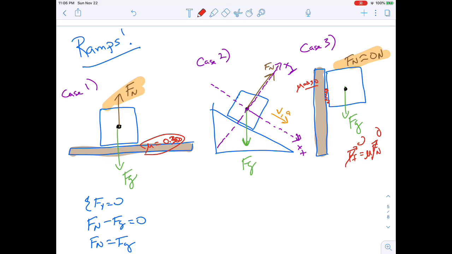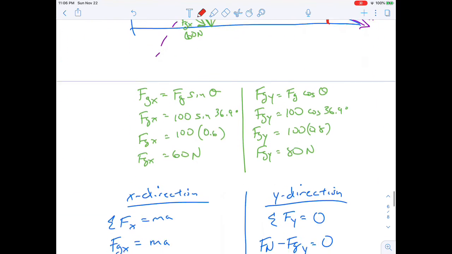But in this case, case 2, if we have a mu, well, we do have normal force, but it's not as strong as case 1, so our friction is overall going to get smaller. So the higher the angle and the less normal force happens, the less friction you're going to have. And I hope that makes sense.